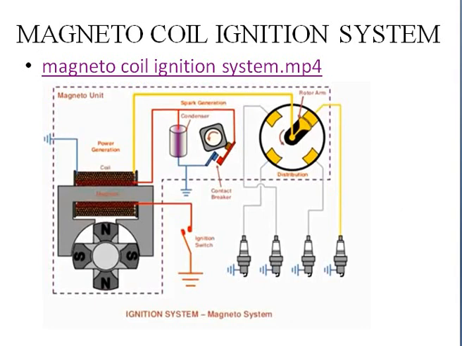Next one is magneto coil ignition system. Here either the coil will be rotating or the magnet will be rotating. So this magnet will be connected to the shaft. So when this is rotating, an EMF will produce in this coil. As a result, the current supply will start. So now when we switch on the ignition system, here the circuit will be closed, and when circuit is closed, the electricity will pass here.